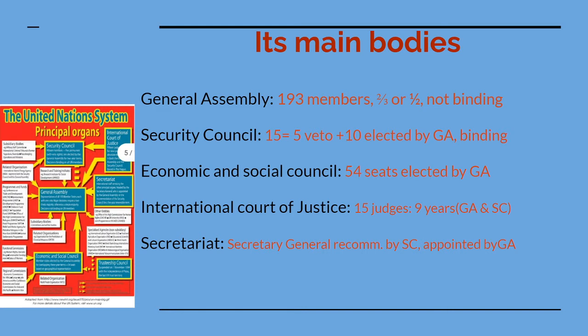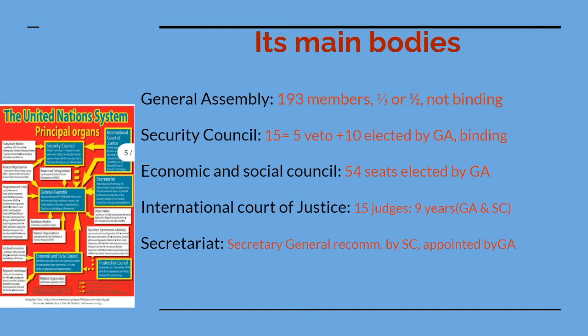Now the second body is the Security Council. Security Council is a very powerful body of the UN which has 15 members, 5 permanent and 10 non-permanent. And the decisions of the Security Council are binding on the members. So that is, generally they are binding on the members. So that's the difference. Security Council happens to be a very powerful body.